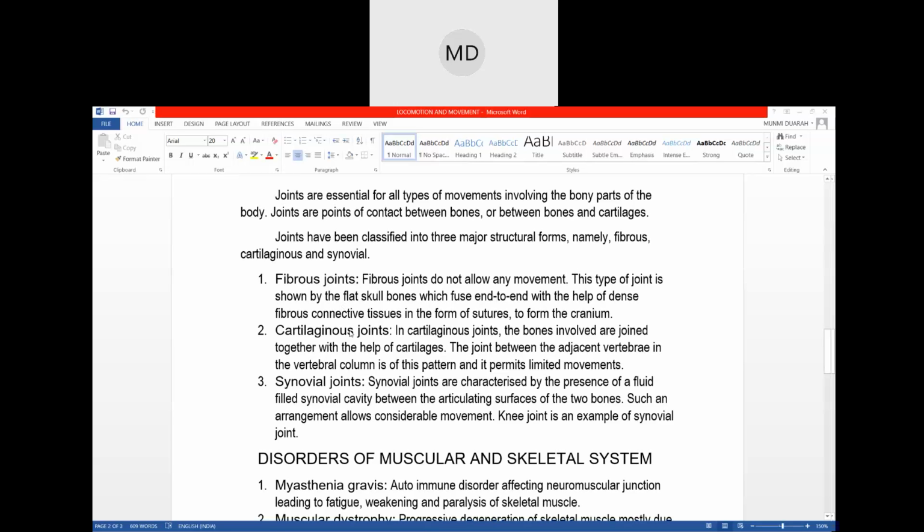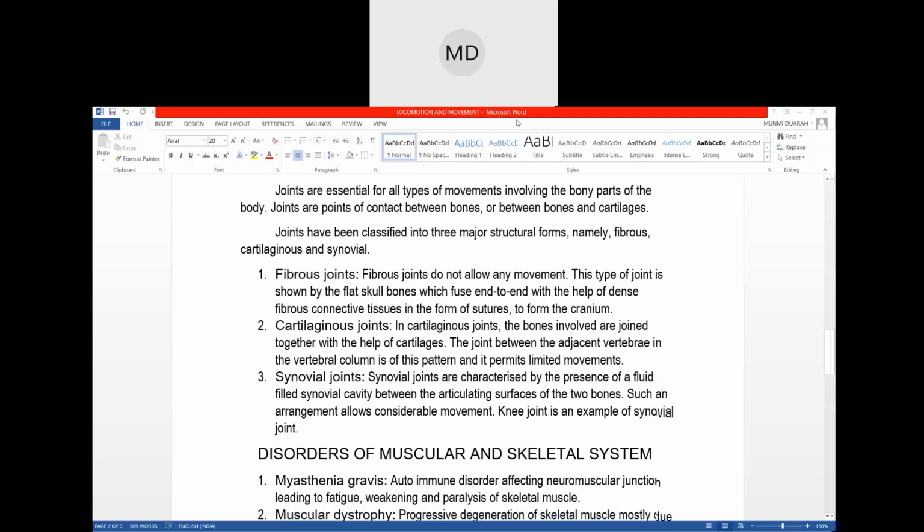So there are three types of joints: fibrous joint, cartilaginous joint, and synovial joint. Fibrous joints do not allow movement. Cartilaginous joints allow a little bit of movement, and synovial joints allow full movement. Okay.